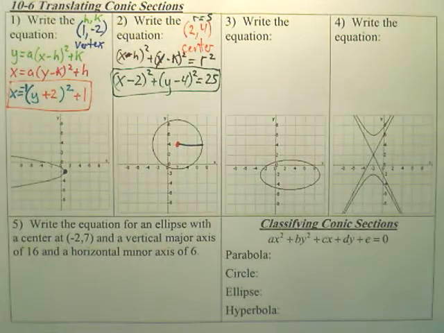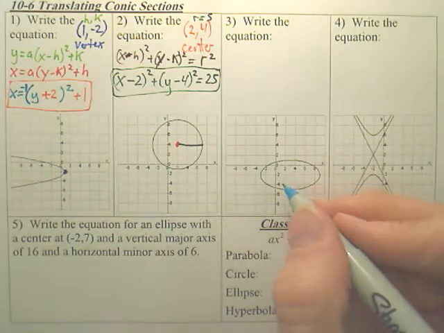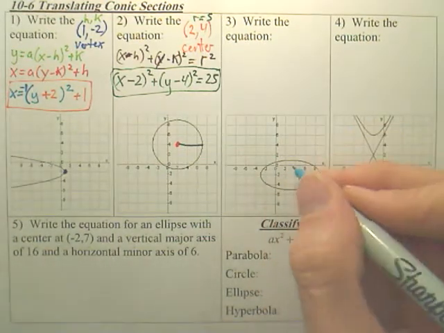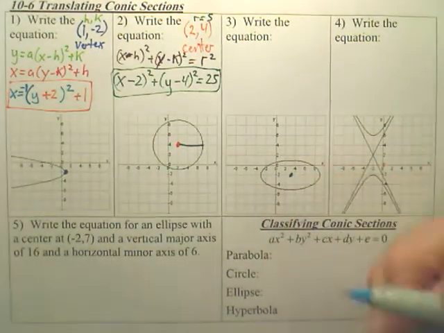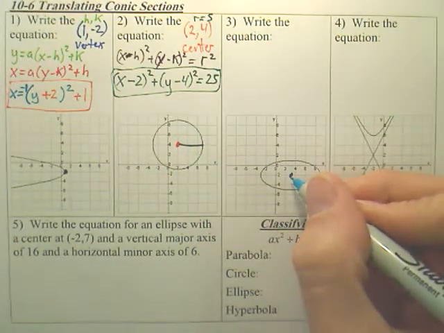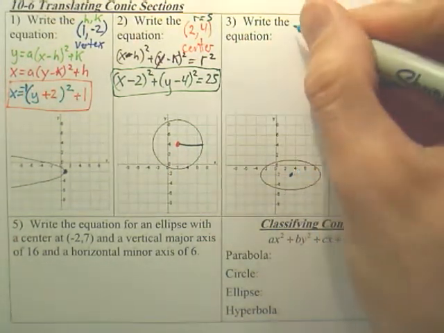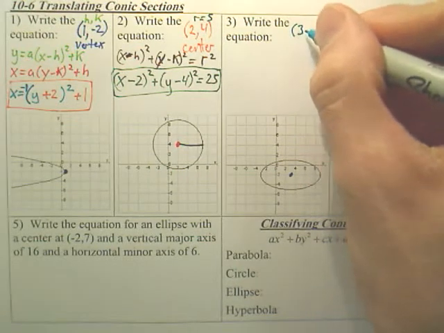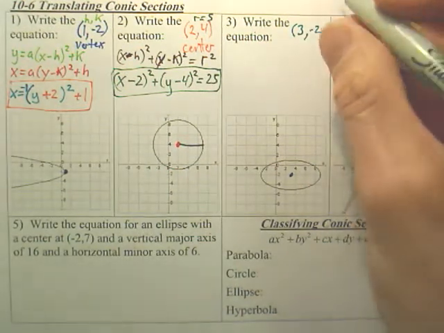So that would be the equation of this circle. Next problem. I want to do this ellipse. What you have to do is first find the center. So the center is right there. It looks like it's going to be about (3, -2). That's the center.